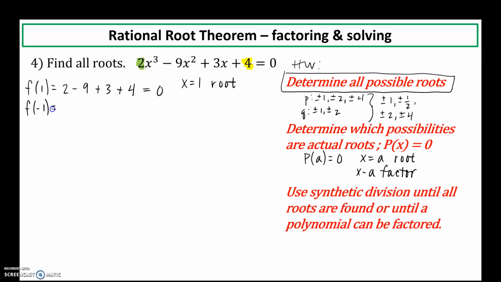If you started with negative 1, okay, so remember a negative number to an odd power changes the sign. Negative 2 minus 9 minus 3 plus 4. So this clearly does not equal 0.